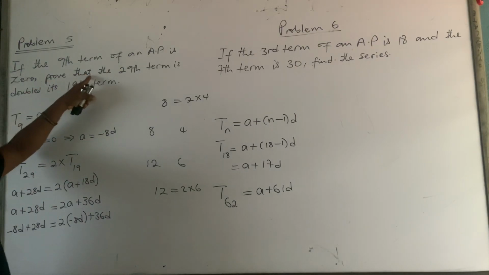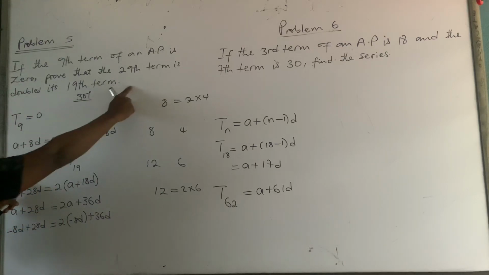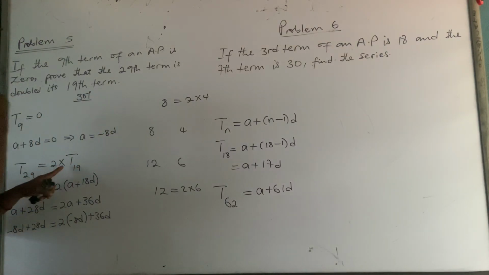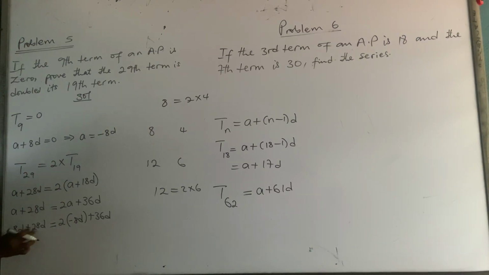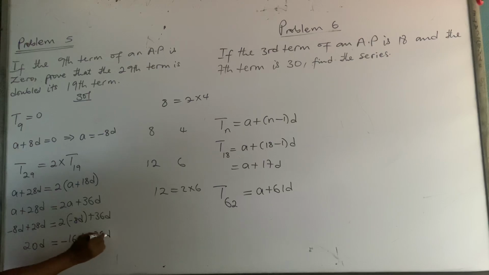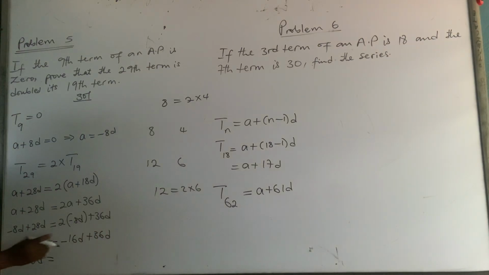Remember, we want to prove that the 29th term is double its 19th term of the same particular sequence. So minus 8d plus 28d is 20d. Plus times minus is minus, so 2 times 8d is 16d, plus 36d. So 20d is equal to minus 16d plus 36d. We have 20d.